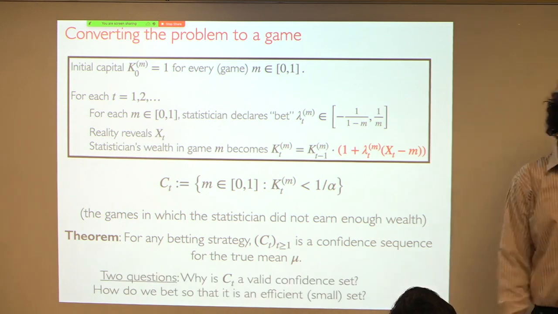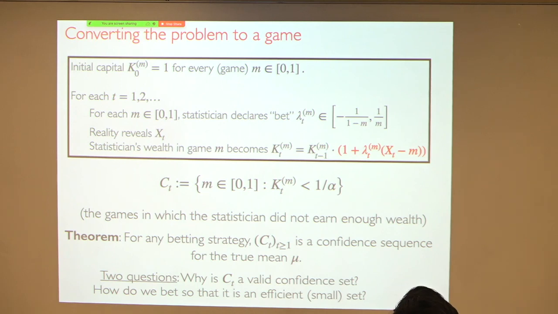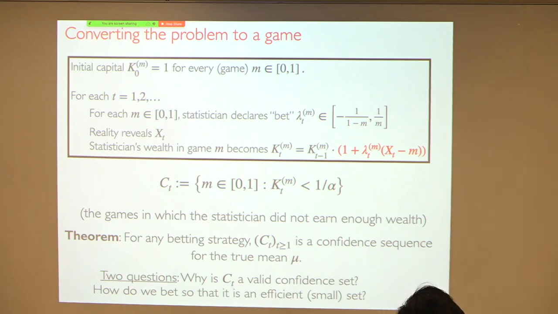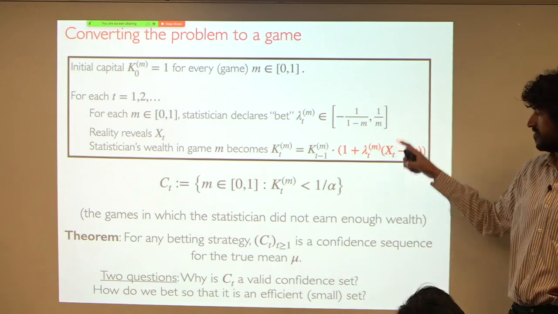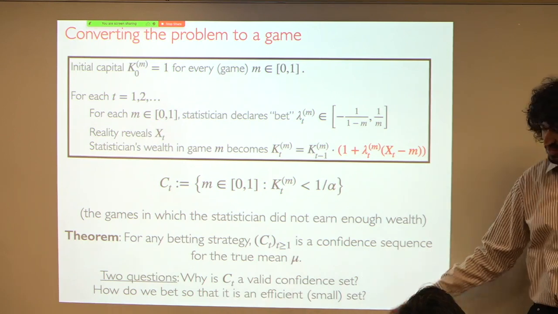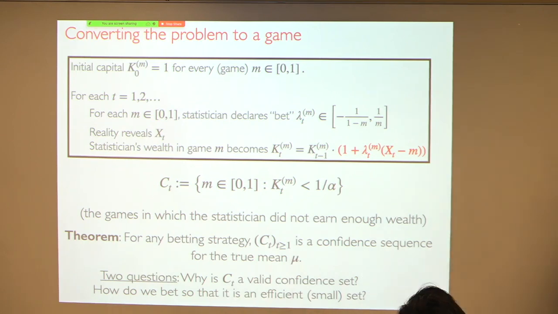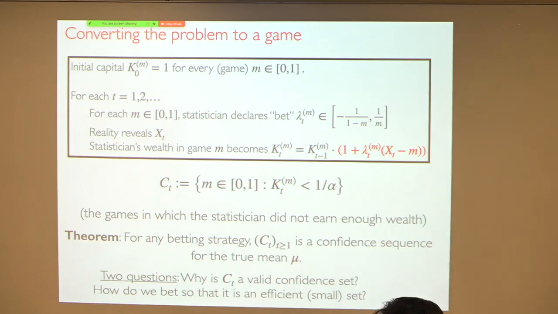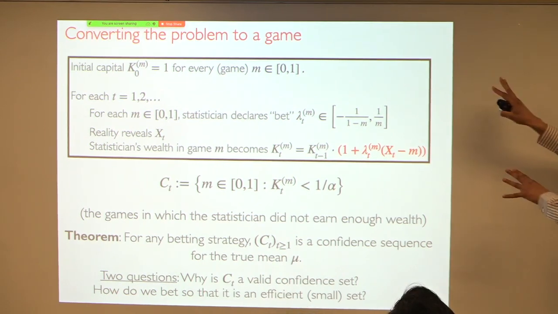The two questions that I'm going to answer in the next few slides are: why is this a confidence sequence? Why is it a valid confidence set? The claim is that for any betting strategy, it's a valid confidence set, so why is that true? And the second one is, how should I bet so that it's a tight confidence set? We're going to talk about validity and efficiency separately. First, it's always valid, why is that? And then what is a good betting strategy so that it's actually efficient or small? We'll handle those separately. But if there are any questions, this would be a good point to stop.